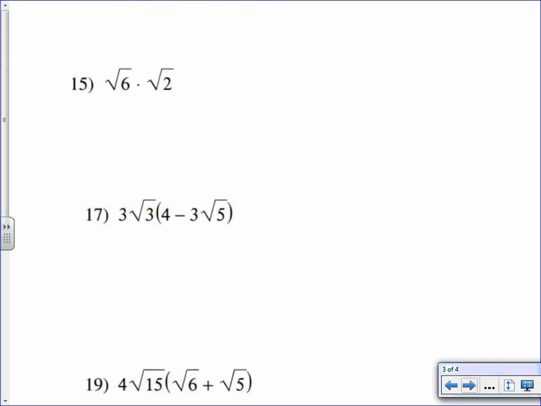On to the next. Here, we have the same index, so we can go ahead and multiply 6 times 2. That's going to give me the square root of 12. And 12 can be broken down into 2 times 2 times 3. There's my group of 2, so this is 2 times the square root of 3. Always, always, always simplify, guys.